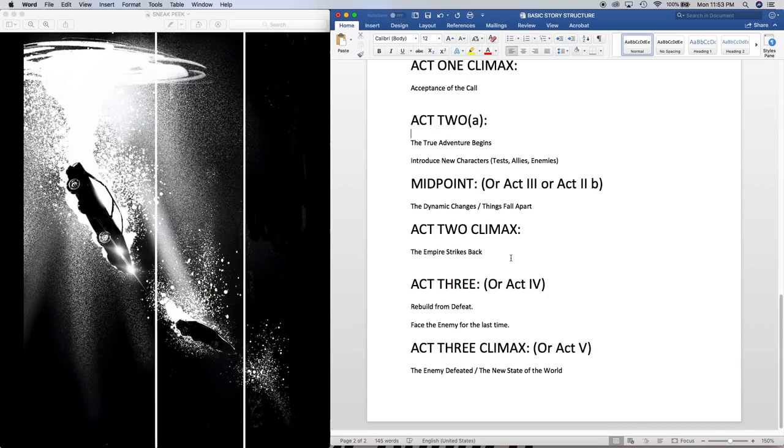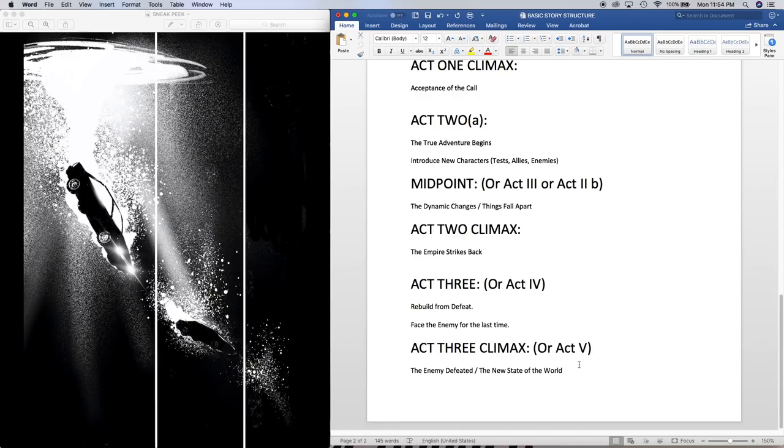So Act Three can capitalize on all of those things that we've built in before, and it's also Act Four, right? Because we had two, midpoint, three, now four. Leading into Act 5, which is the climax, or the Act 3 climax: the enemy defeated, the new state of the world. So enemy defeated, we kind of know what that is, right? The dragon is slain, the trial is won, what have you.